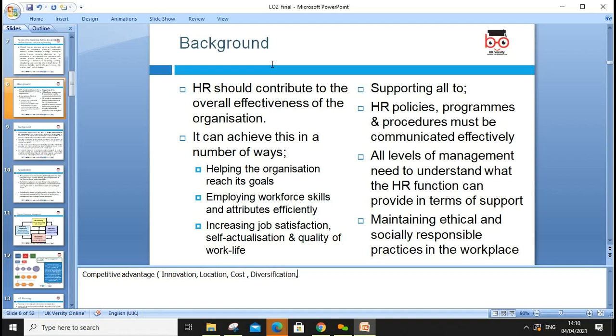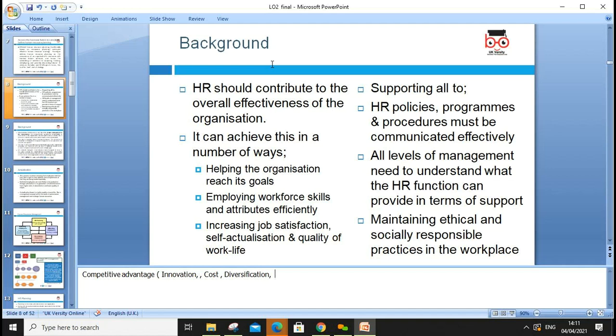Competitive advantage can be achieved in a number of ways: helping the organization reach its goals, employing the workforce skills and attributes efficiently, increasing the job satisfaction, self-actualization, quality of work life. So that is crucial. HR policies.